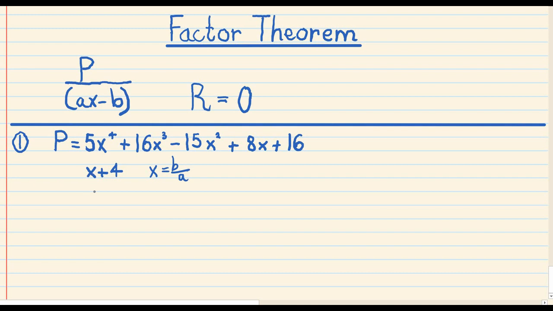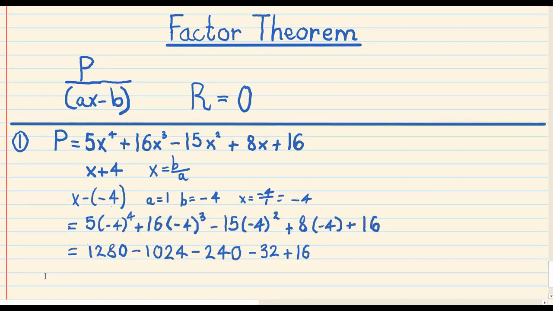First, you rewrite this in the form ax minus b, which gives you x minus negative 4, meaning a equals 1 and b equals negative 4, and therefore x equals b over a, which is negative 4 over 1, which is also just negative 4. Now, the final step, substitute the value of x, meaning negative 4, into polynomial p. When you do this, it finally gives, as you can tell, 0.